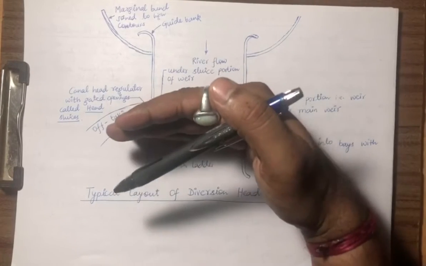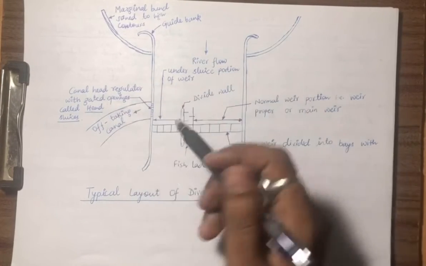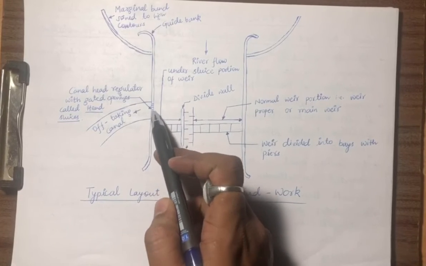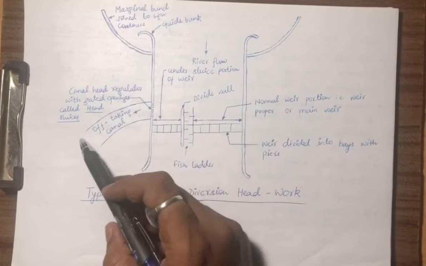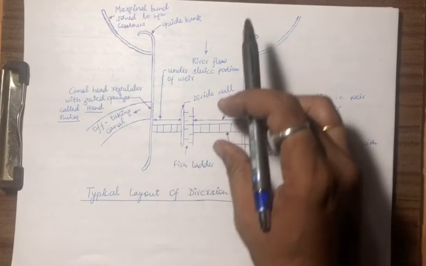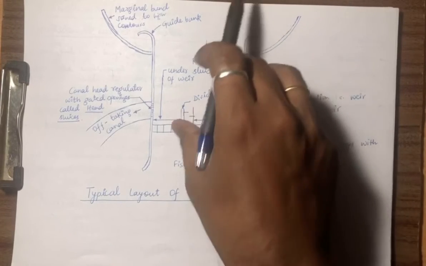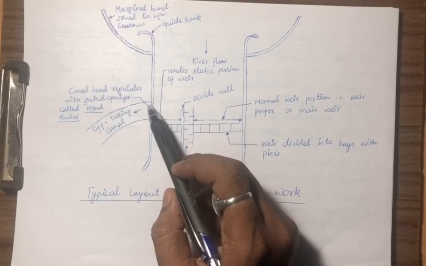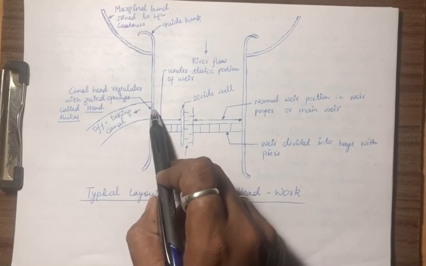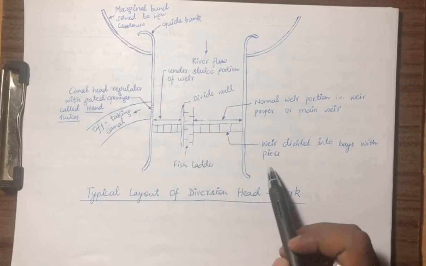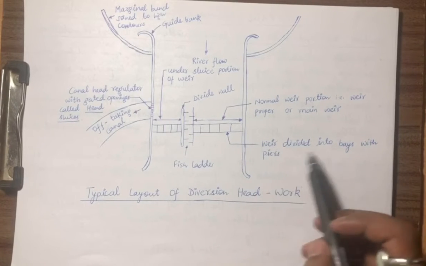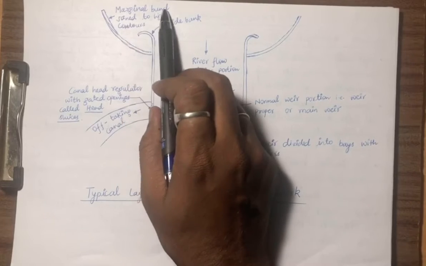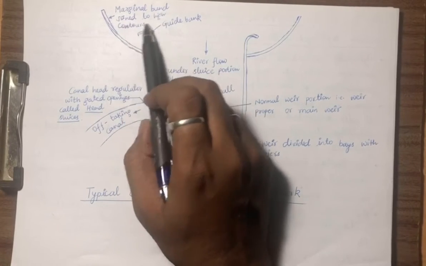So this is the obstruction. Here we have made the obstruction. Before this obstruction, we are taking the canal off, because the head will be very high, so water will easily flow. This is the canal head regulator because it is made at the head of the canal. These are weirs divided into various bays. These are marginal bunds joined to a high contour.